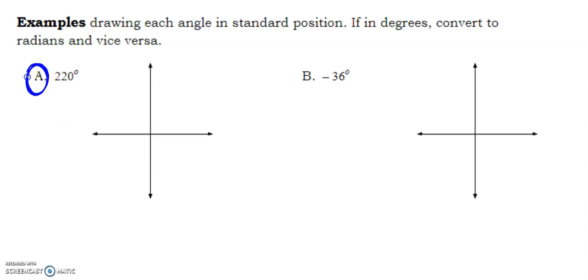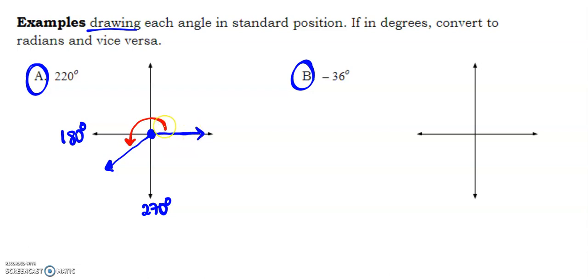Okay, so we're going to do A and B, and then I'm going to let you try some of these other examples. When we draw our angle, you start at the origin and draw a horizontal initial side. Then you have to approximate where you think 220 degrees would be. If this spot over here is 180 degrees and this bottom ray is pointing to 270, it's going to land somewhere in between in this third quadrant. So I'm just going to approximate that, and then draw an arrow that says I went from this initial ray around to this terminal side.